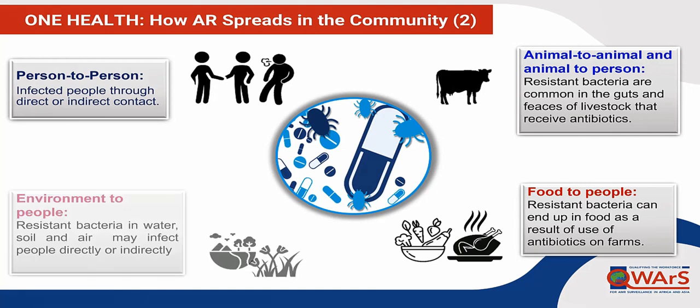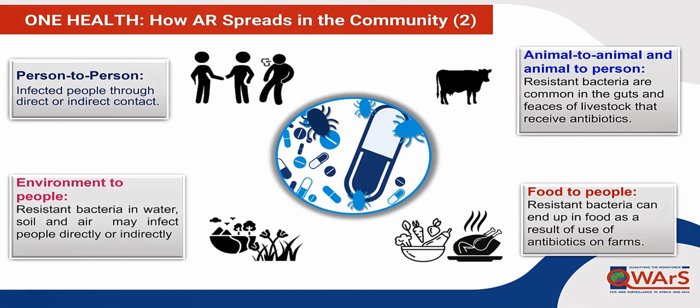Environment to people: resistant bacteria in water, soil, and air may infect people directly or indirectly, for example, drinking resistant Salmonella in water, or being injured by a stick during gardening. The bacteria move from the soil to humans, or airborne diseases caused by resistant bugs.